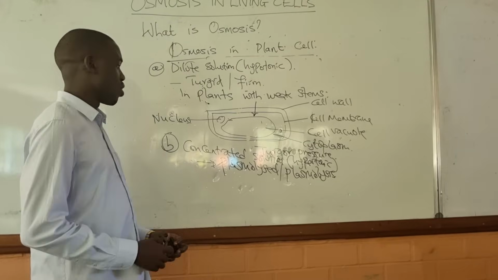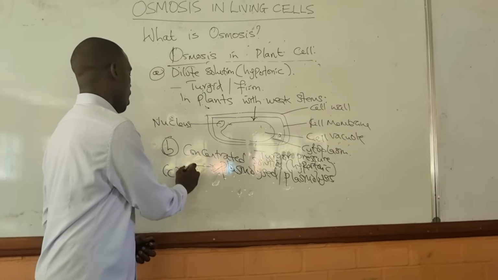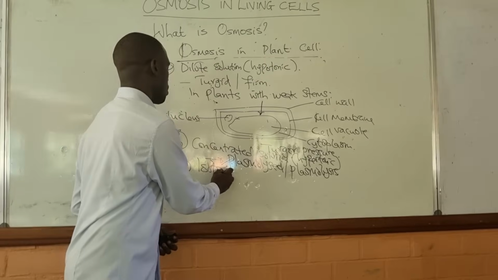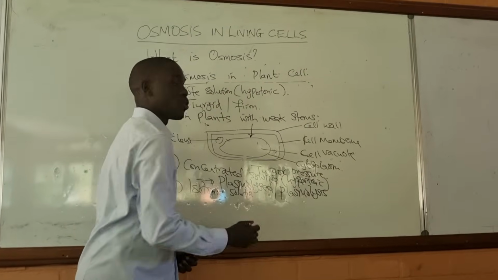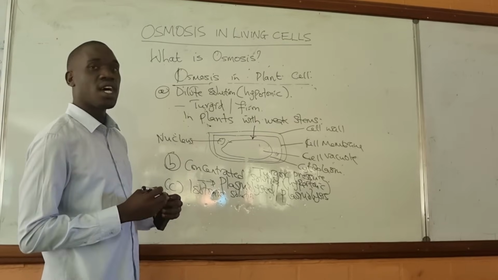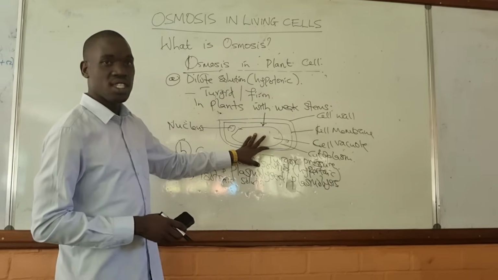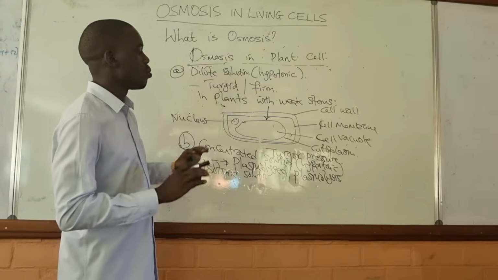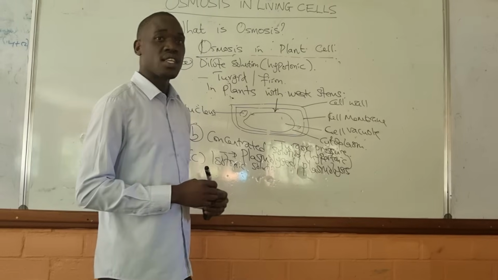hypertonic solution. Actually, finally, we have what we call isotonic solution. If you put a plant cell in isotonic solution, which has the same concentration as the concentration inside the cell, there will be no change in the shape of the cell.